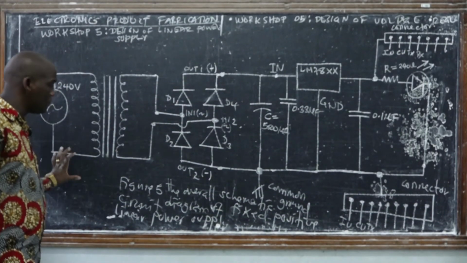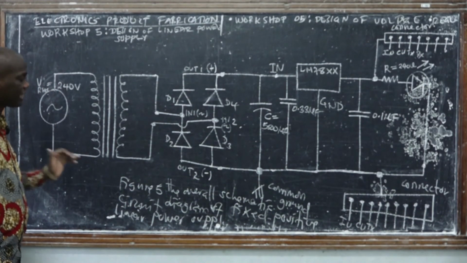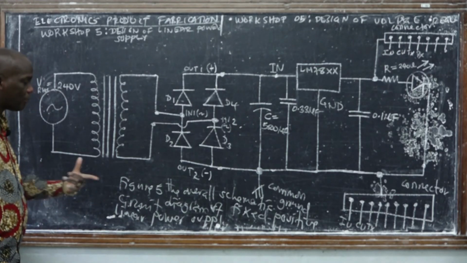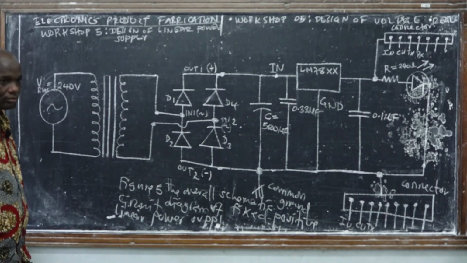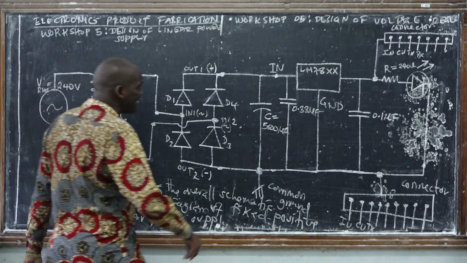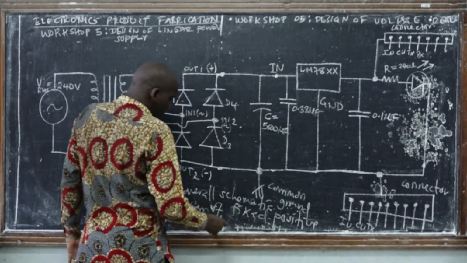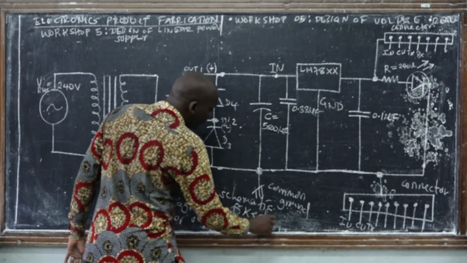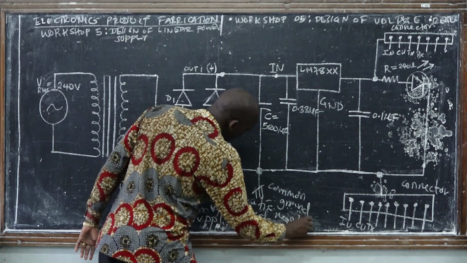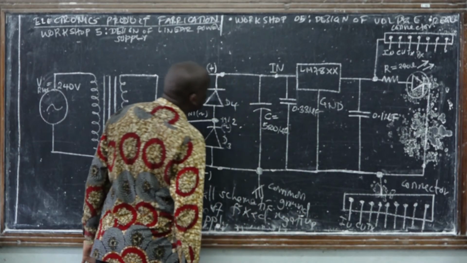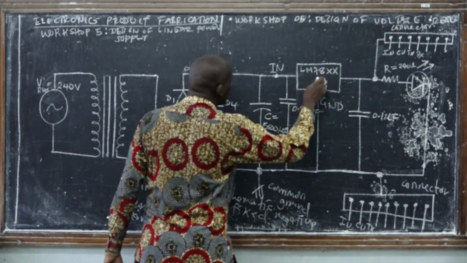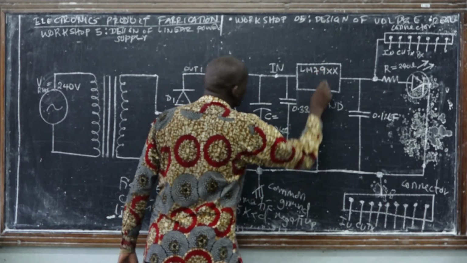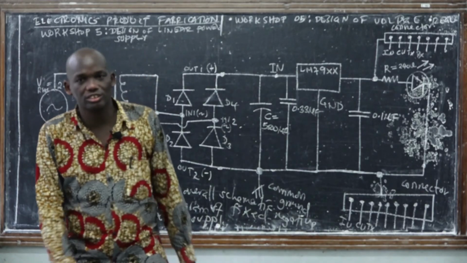Okay, so this is a simple overall schematic circuit diagram of the fixed positive linear power supply. If we change the title from fixed positive power supply to fixed negative power supply, we just have to make simple changes. Here, instead of having M78XX, the only difference will be having M79XX.